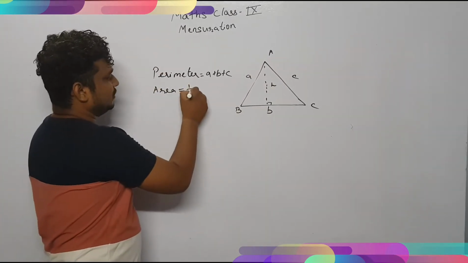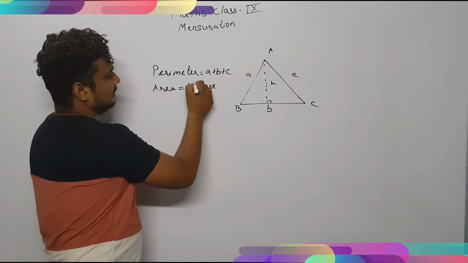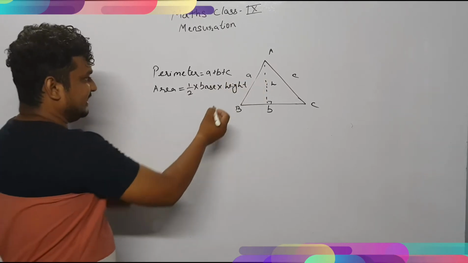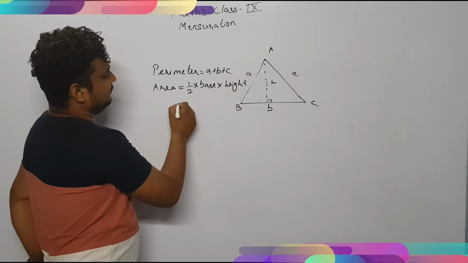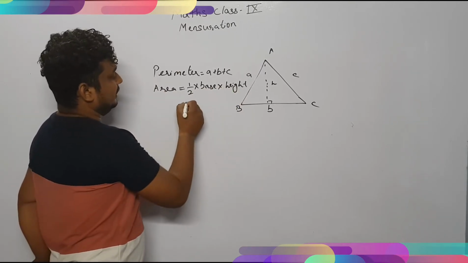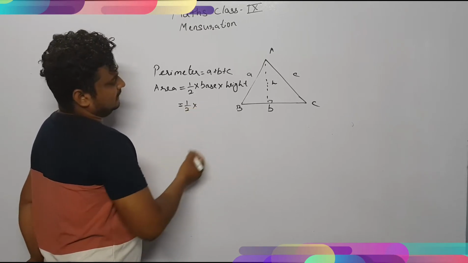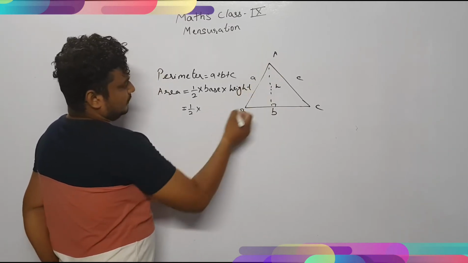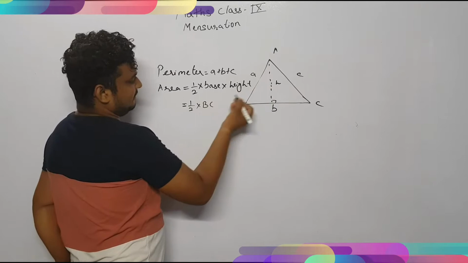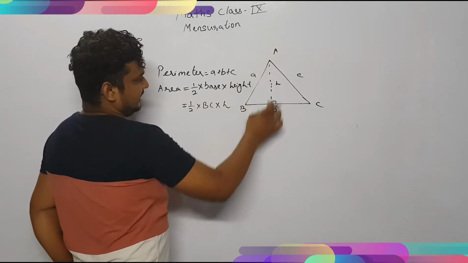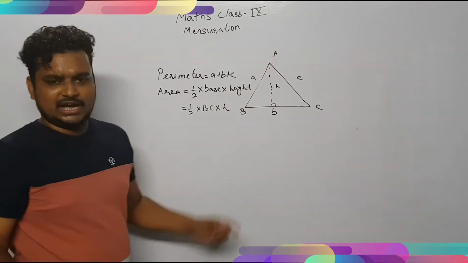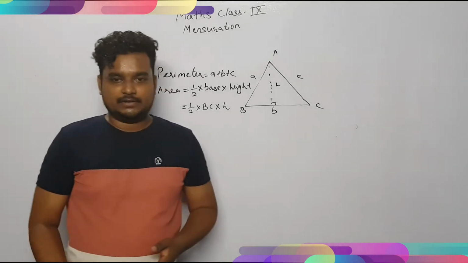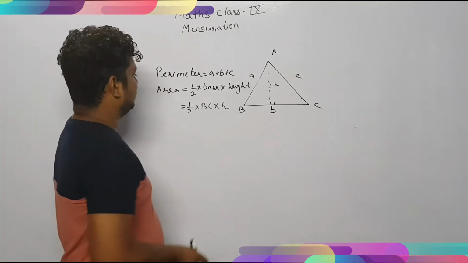So area equals half into base into height. We have taken h as the height. For this particular figure, if we take b as the length here, what is the base? Base equals BC, whatever the length of BC, into h, the height. So half into b into h will be the area of this triangle. So this is the formula for that.